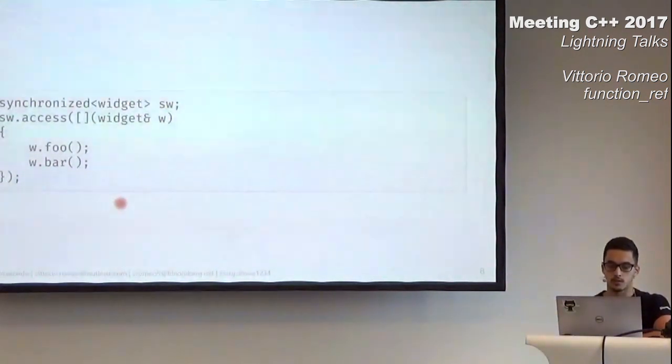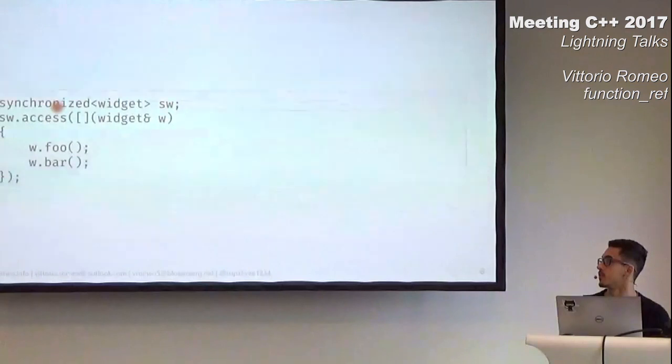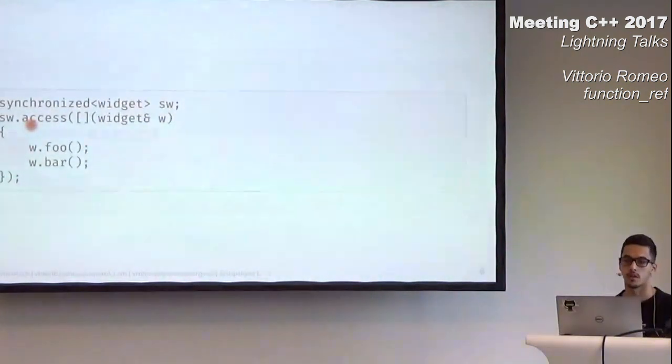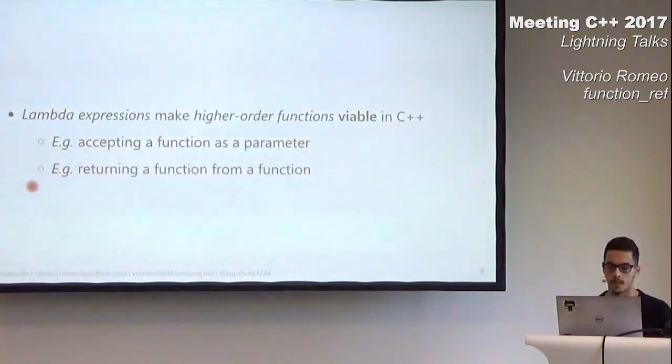And another thing I like to do is wrap stuff that's supposed to be synchronized and thread-safe into this kind of synchronized wrapper, which only allows thread-safe access through a higher-order function. So if you want to access the widget inside this synchronized wrapper, you need to provide a function that will operate on the widget. And this guarantees that it will be locked or atomic. So it depends on the implementation of synchronized. On the other hand, if you use lock_guard, you might forget to take the lock_guard, and that's not good.